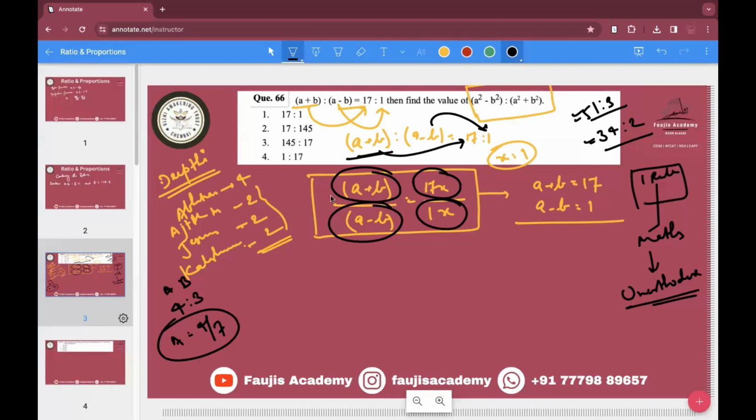So a plus b, the term which is there in the left hand side and the right hand side, the term which is in the numerator, we have just equated it. Similarly, the denominator, we have equated it. Now, do we have two variables and two equations? Equation 1 and 2. Can we solve it? Yes, sir. 2a is equal to 18, a is equal to 9. If a is equal to 9, how much is b? A plus b is 17, so b is equal to 8. Then only 9 plus 8 will be 17 and 9 minus 8 will be 1.